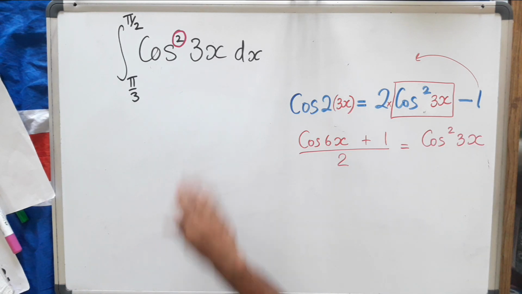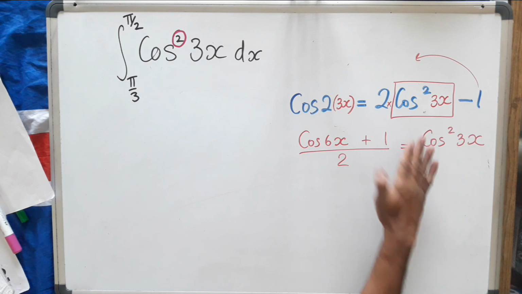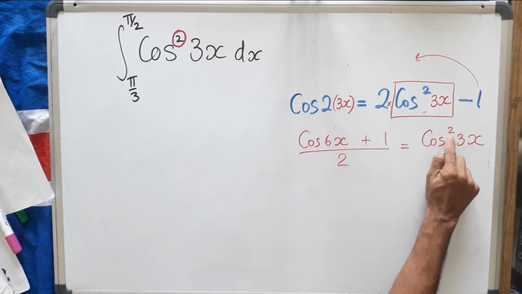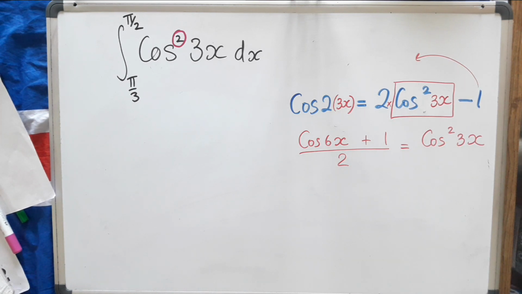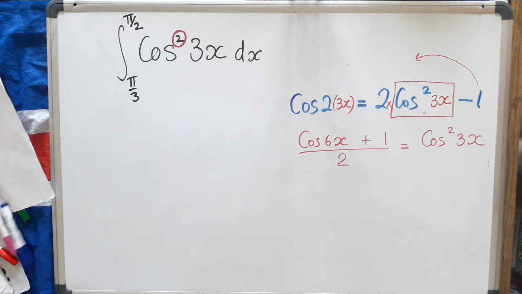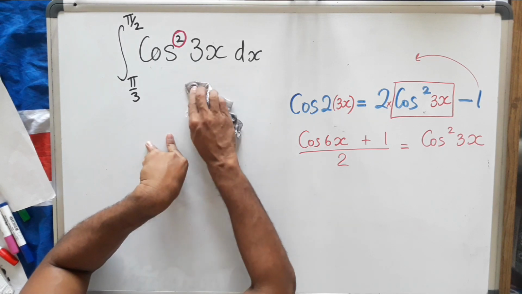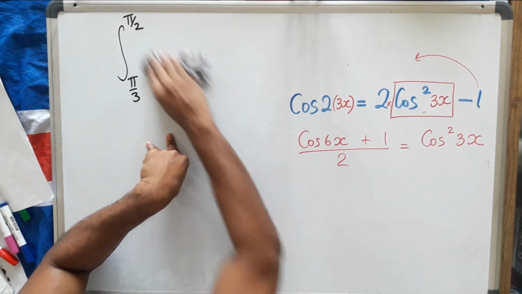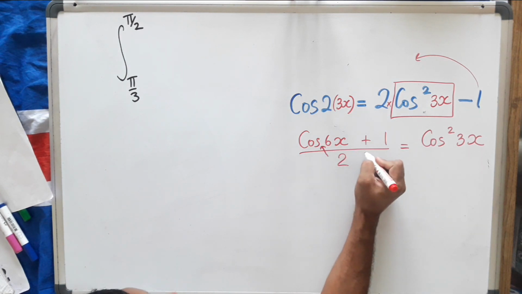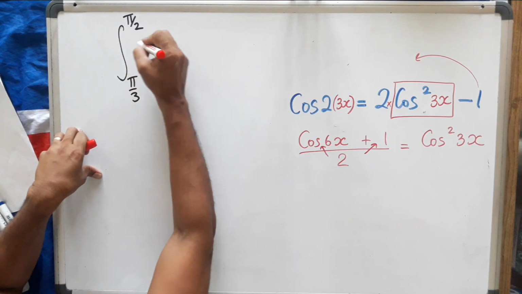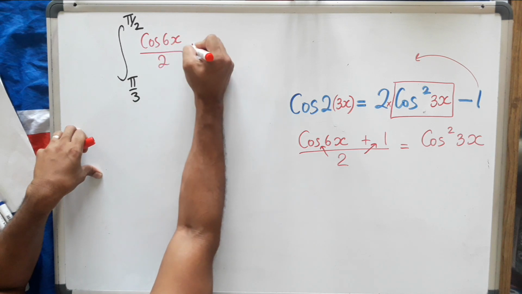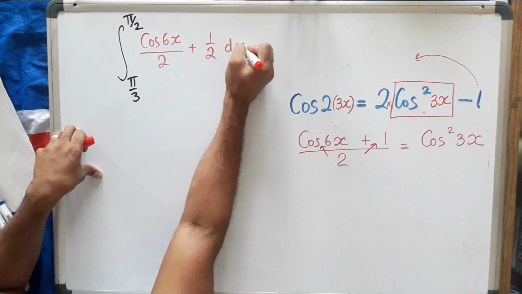And this will give me cos squared 3x. Now I can throw this away and replace it with this, because I know how to integrate cos 6x. I do not know how to integrate cos squared x. So, let's get started here. To give space now, I'm going to erase cos squared 3x and replace it with this guy. Now remember, this really means both of them get divided by 2. So, you have cos 6x divided by 2 plus 1 divided by 2, better known as a half.